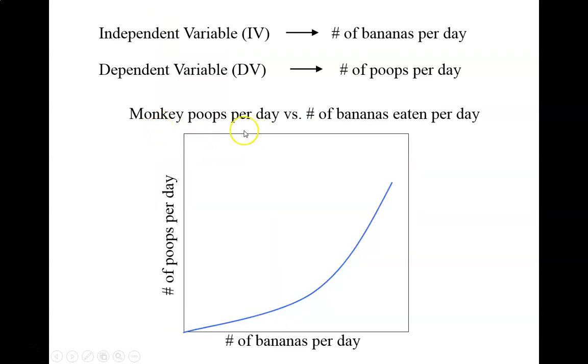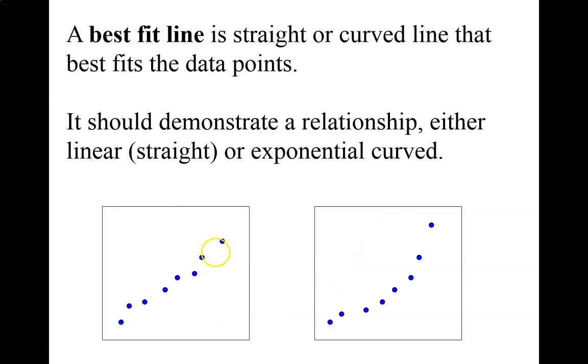Alright, so here we've graphed our data, number of bananas, independent variable on the bottom, dependent variable on the side, number of poops. Now when we've collected some data, one way of interpreting this data is through what's called a best fit line, and it's just either a straight or a curved line that goes through the data points and smooths them out. Because there's going to be experimental error, which is going to cause the data to be a little jumpy, usually as opposed to a perfect line or a perfect curve, and what we want to do is use a line to kind of smooth that jumpiness out.